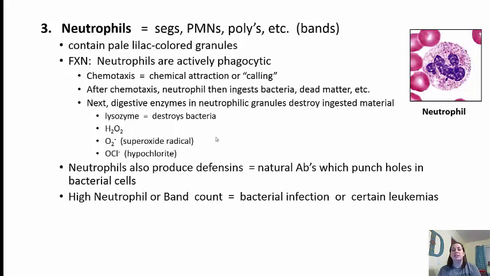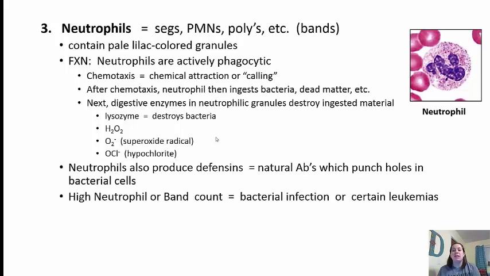After chemotaxis, the neutrophils then are going to ingest the bacteria, the dead matter, whatever the problem is. Once they get the foreign object or the dead matter or whatever that they take into their cell inside, digestive enzymes are going to be released by those granules, those lilac colored granules, and they're there to destroy whatever it consumed and took in.